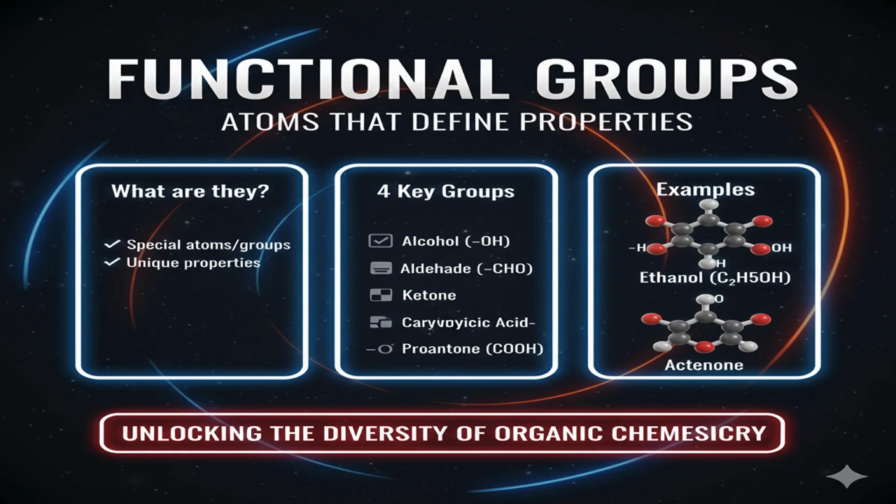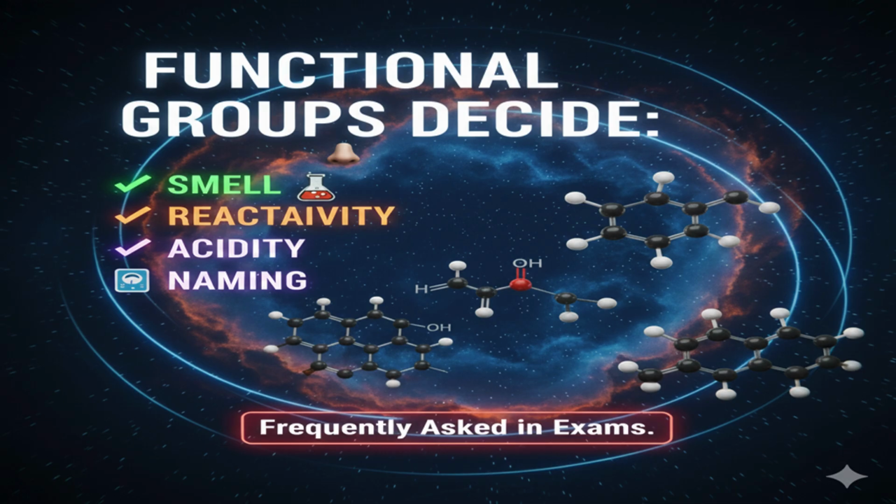Number 6. Functional groups. Functional groups are special atoms or groups that give unique properties to compounds. Important functional groups: alcohol, aldehyde, ketone, carboxylic acid. Functional groups decide smell, reactivity, acidity, naming. These are frequently asked in exams.